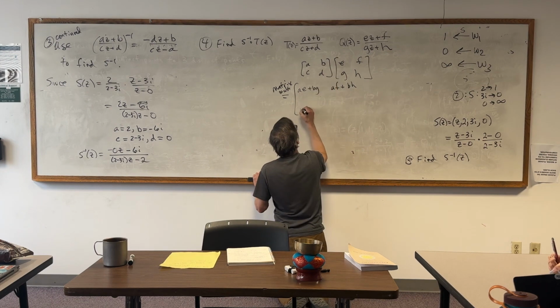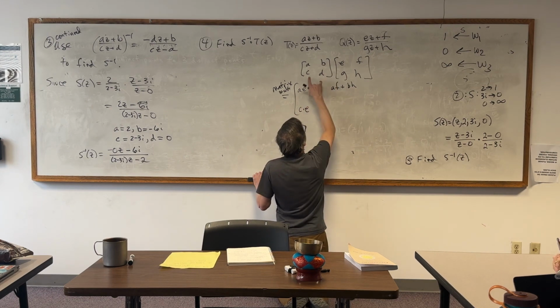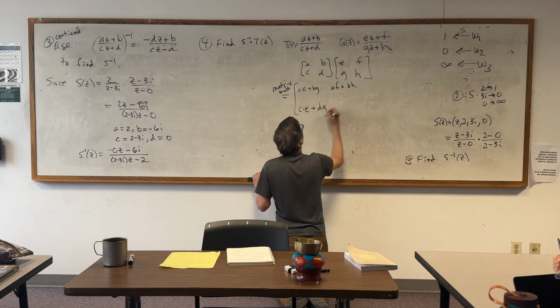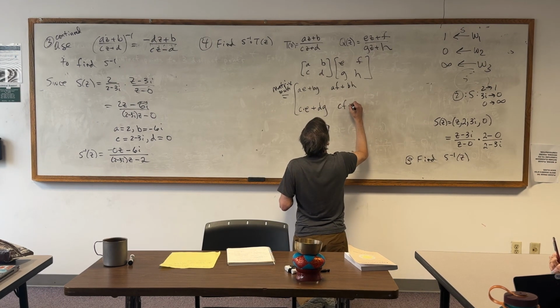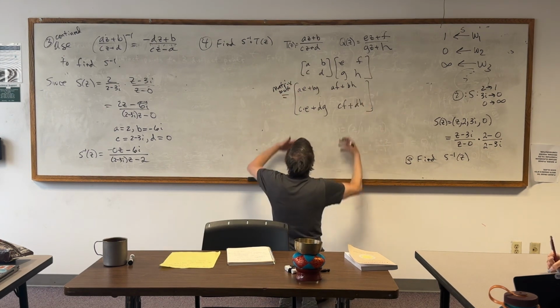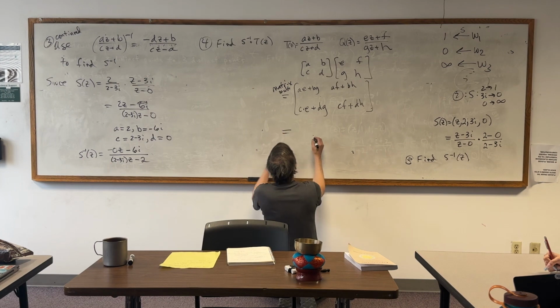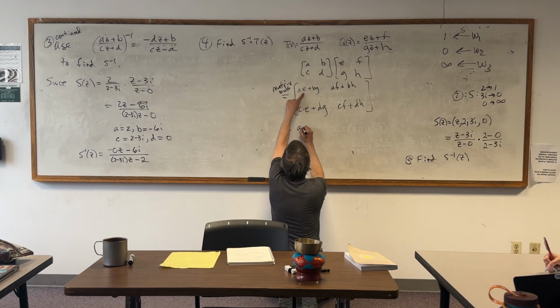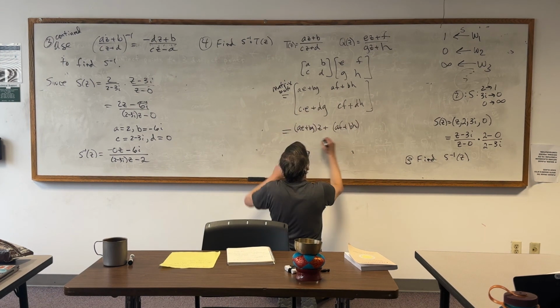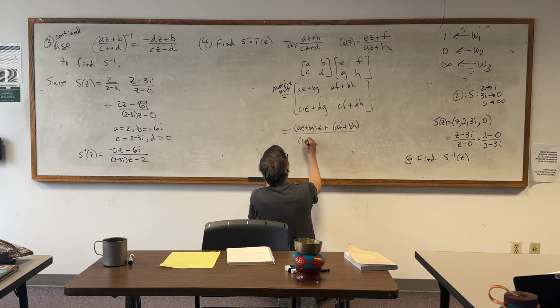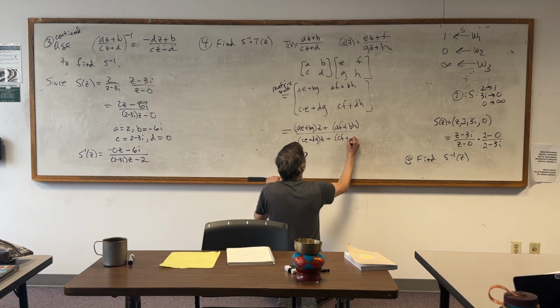So the vector (a, b) dotted with (e, g) gives ae plus bg, then af plus bh. Then c times e plus d times g, and lastly cf plus dh. Then turn this back into a transform. The resulting transform is (ae + bg)z + (af + bh) over (ce + dg)z + (cf + dh).